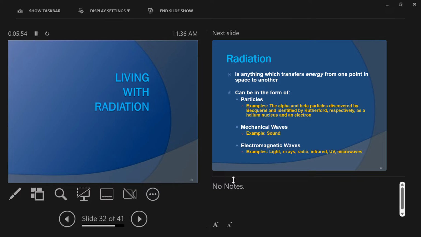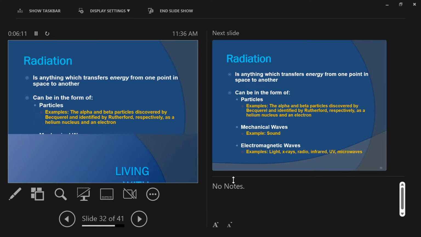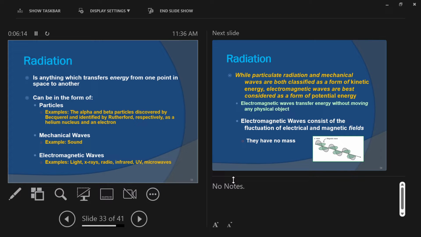So we need to understand what we mean when we say radiation, okay, and how the word radiation can mean many things, right? And how that's different than talking about the harmful types of radiation that we're going to focus on in learning about X-rays, okay? So to be clear, the word radiation means anything that transfers energy from one point to another in space. That's it. Radiation is energy moving from one spot to another. That's what we mean.